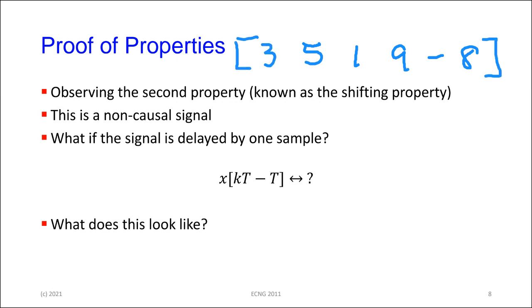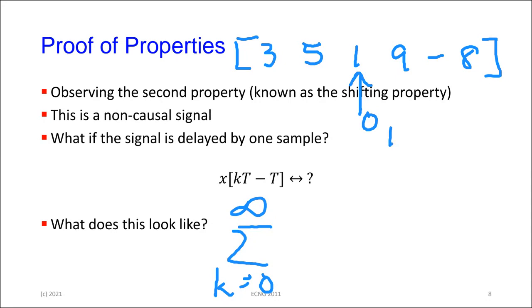So this is my x(kt). This is t equal to 0. So it is not causal. What is the Z transform of this? Well, the one-sided Z transform, remember, is k equal to naught to infinity. If I run the Z transform for it, I am going to get the Z transform that we had before, which is 1 plus 9Z minus 1 minus 8Z minus 2.